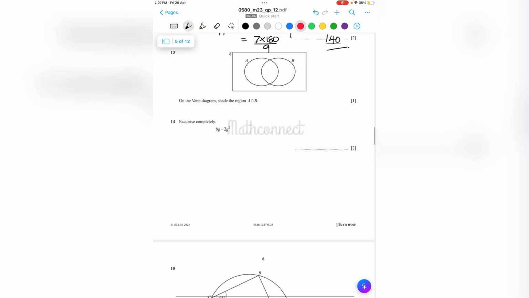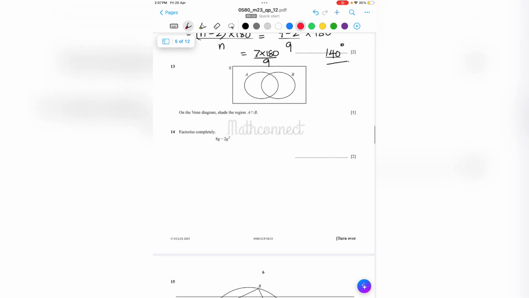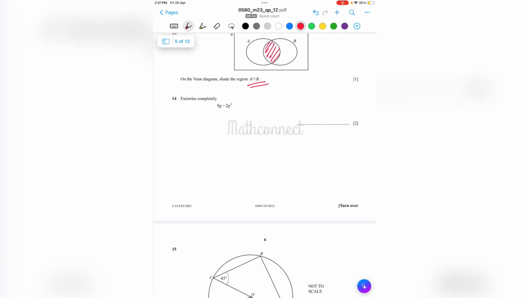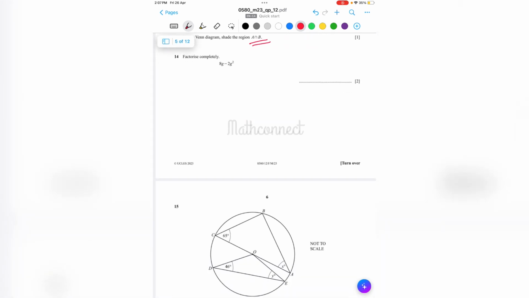Moving on to question number 13. We have to mark in the Venn diagram the region A intersection B. We know that A intersection B is the middle, the overlapping region. So this is A intersection B. Now question number 14, factorize completely 8g minus 2g squared.